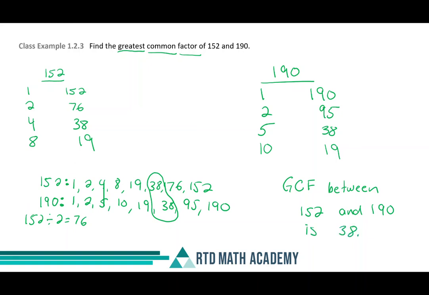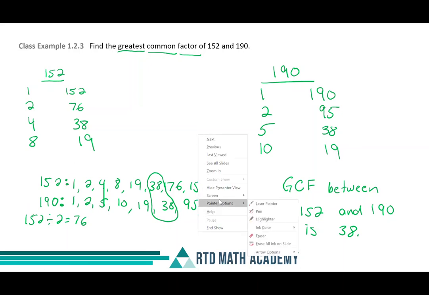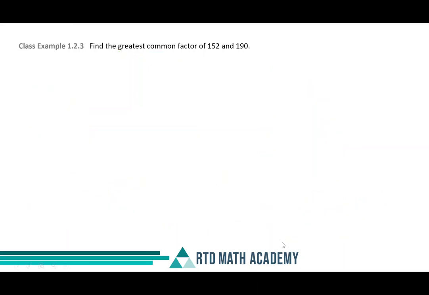That took a long time. So what we're going to try and do is shorten this method by finding what our prime factors are. So we're going to start with 152.